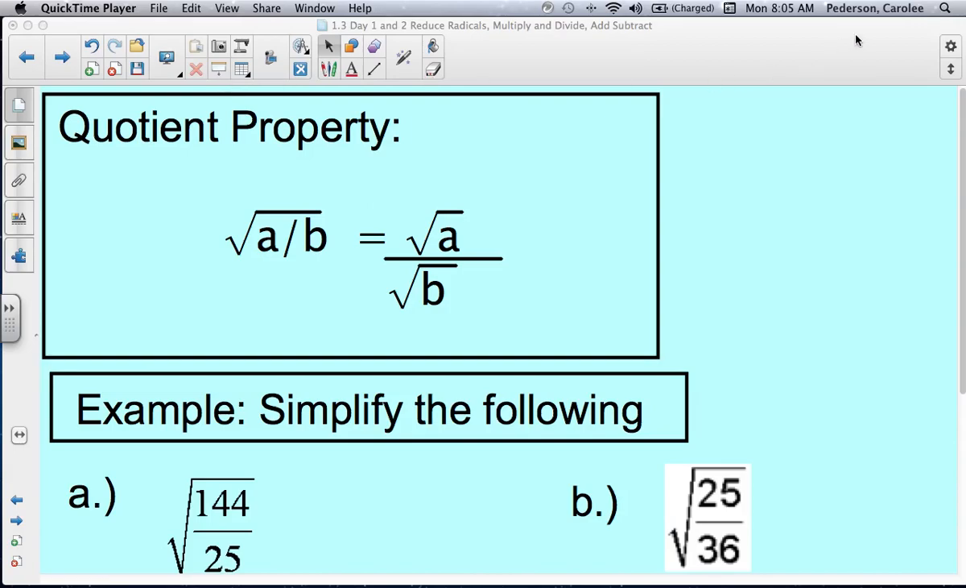This is 1.3, day 1, part 2. This is a rule for radicals. If you have a radical, you can split up this radical into two separate radicals if you have division. So sometimes that benefits you when you reduce down. On this slide, we have some examples.